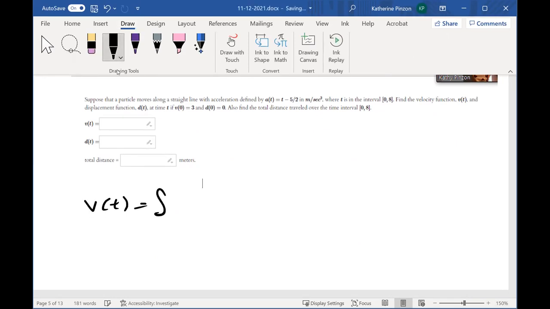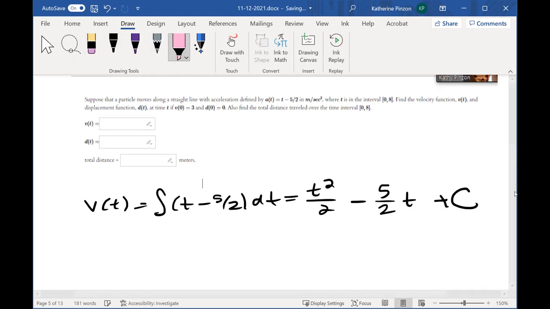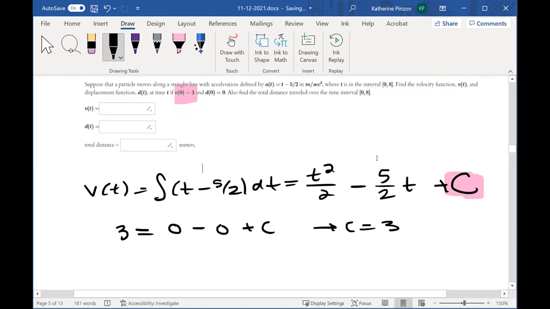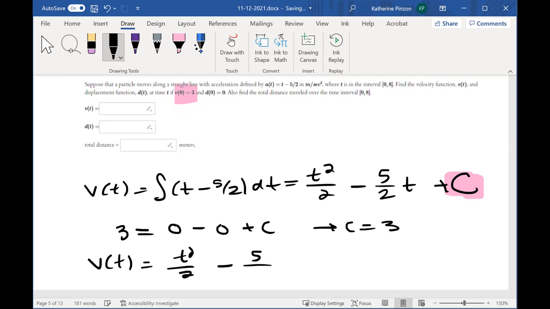Antiderivative of acceleration. So the antiderivative of t minus 5/2 is t squared over 2 minus 5 over 2 t plus c. How am I going to find that c? The velocity at time 0 is 3. So 3 equals 0 minus 0 plus c. So c equals 3. Okay, so my velocity function is t squared over 2 minus 5/2 t plus 3.